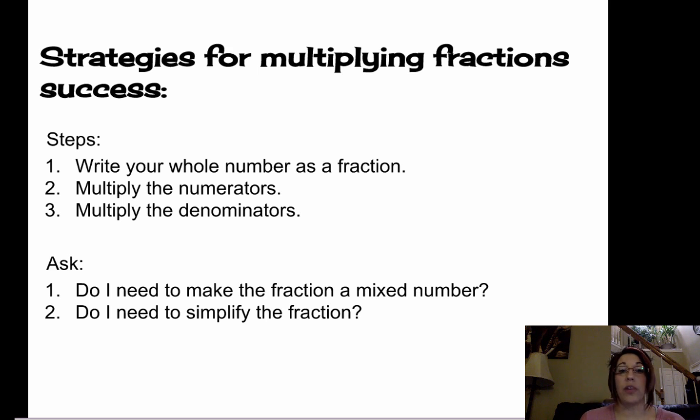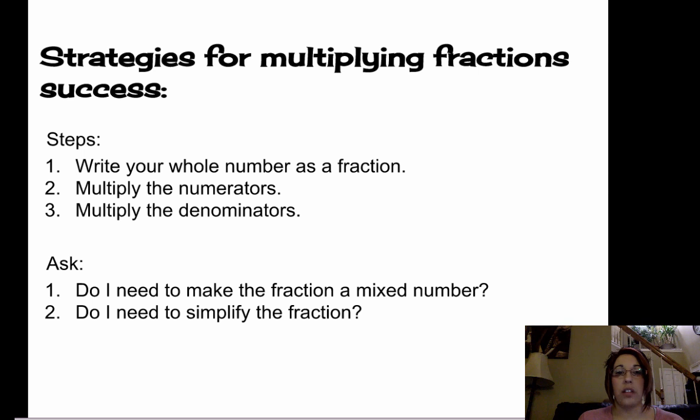So step 1, you're going to write your whole number as a fraction. Step 2, multiply the numerators. Step 3, multiply the denominators. And then you're going to ask yourself, do I need to make the fraction a mixed number? If it's an improper fraction where your numerator is larger than your denominator, then you always want to turn it into a mixed number to turn it in. And then ask, do I need to simplify the fraction? Always, always, always simplify your fractions.